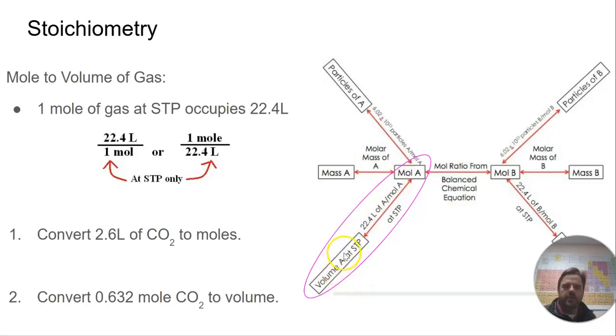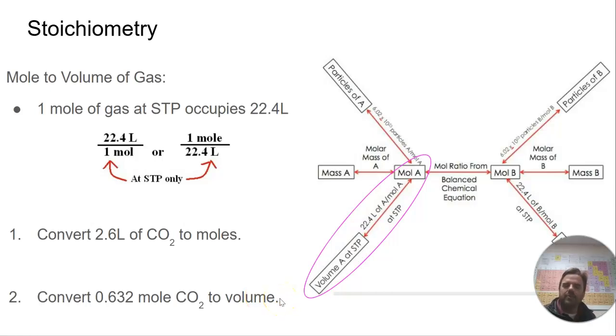All we do is take 2.6 liters, we divide by 22.4, and we realize that 2.6 liters is going to be about 1/10 of a mole, just slightly more than that. The other way around, we've got 0.632 moles, and we have to convert that to volume. We're going to be multiplying by 22.4.